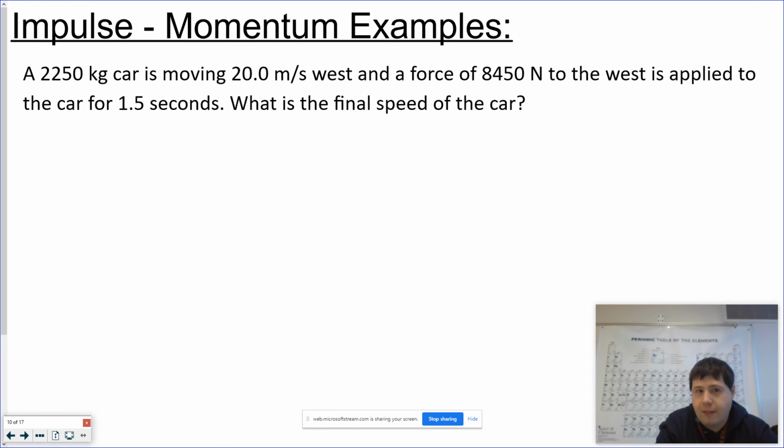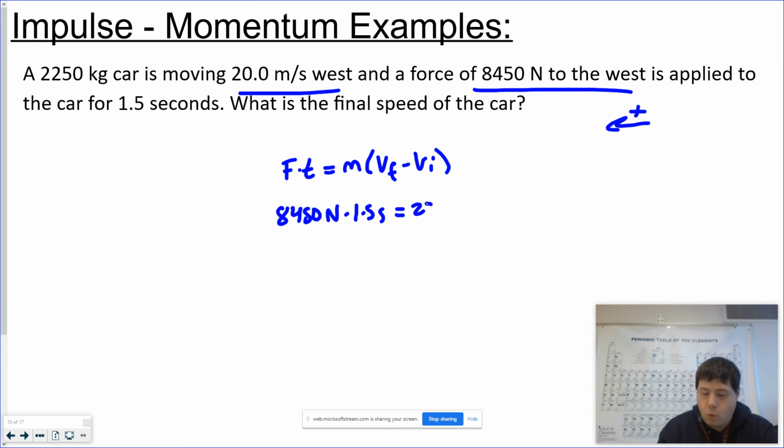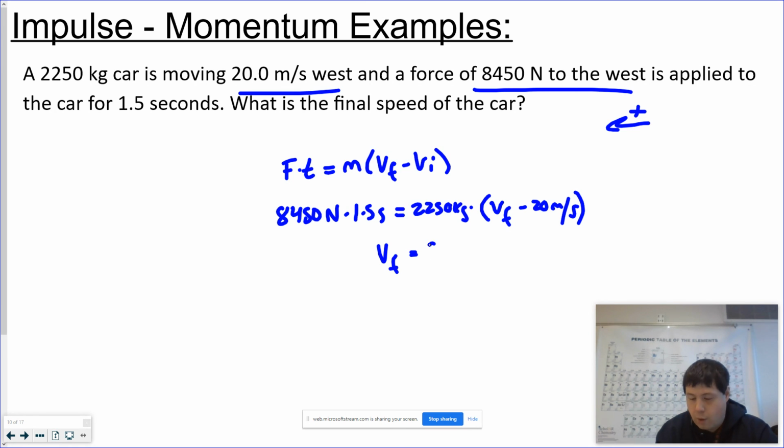These next two are a little different. This one actually asks what the final speed of the car is. Now notice in this one, it's moving west, and you're applying a force to the west. So we're going to make west positive, and that means that both of those numbers will be positive. So when I do my equation here, I'm going to say my force is positive 8450. That times the time, 1.5 seconds, equals 2250 kilograms times the Vf minus the 20 meters per second. Again, all positive here. When you solve this one out, I get a final velocity of 25.6 meters per second.